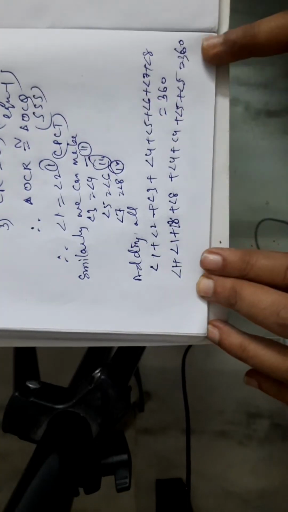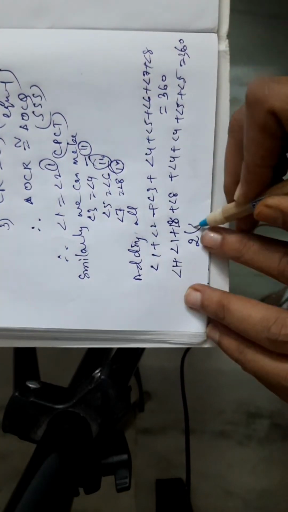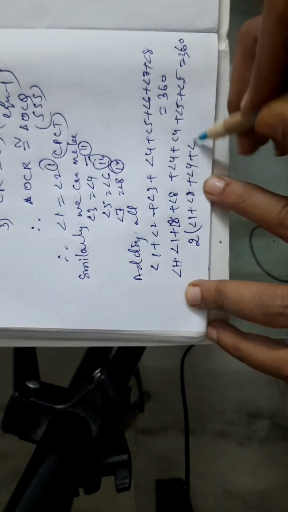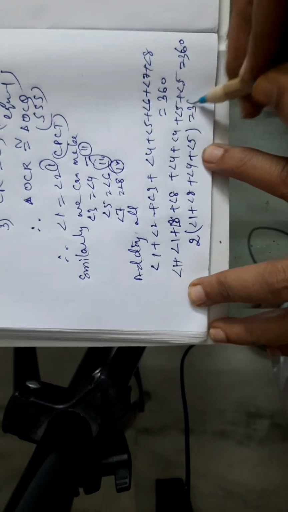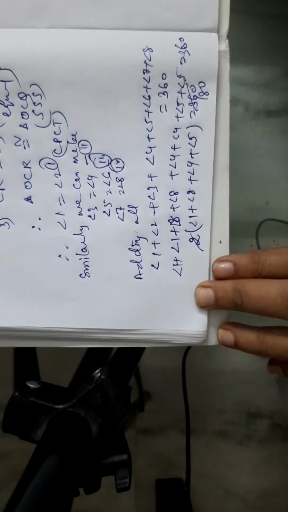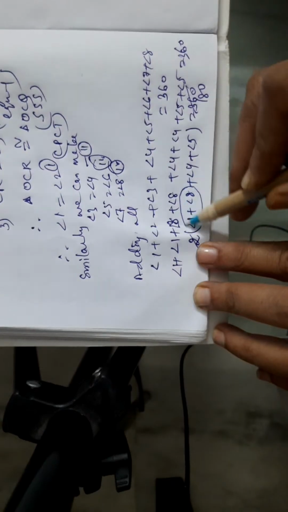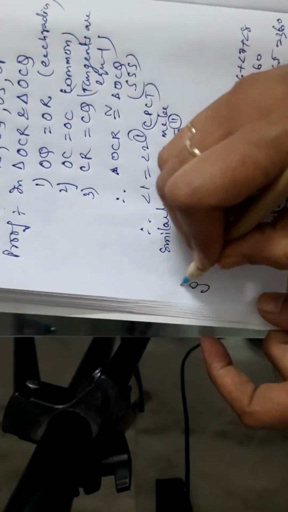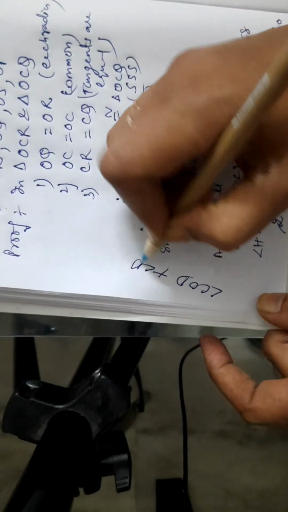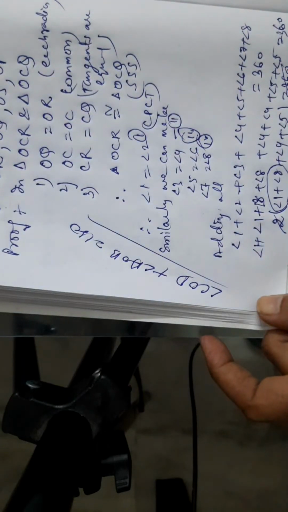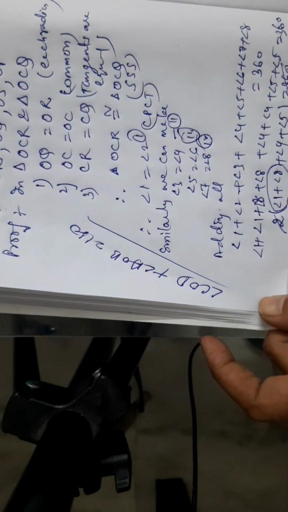Now all the numbers are twice, so 2 can be taken common. 1 plus 8 plus 4 plus 5 is equal to 360 divided by 2, so it will get cancelled, thus it is 180. Now 1 plus 8 can be replaced as angle COD. So angle COD plus angle AOB is equal to 180. So this we made the first proof. Clear till here?